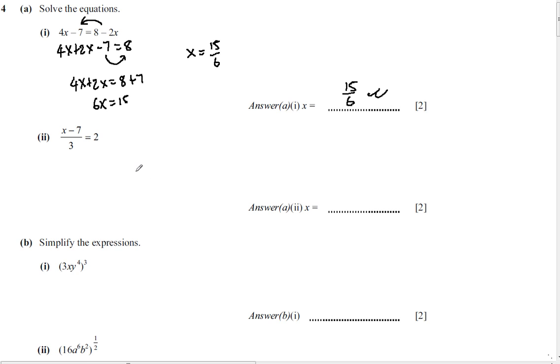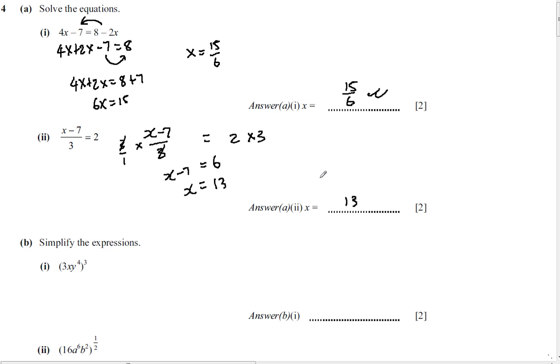Next one. x minus 7 over 3 is equal to 2. Since we don't want to work with anything in the denominator, we're going to take away this 3 by multiplying both sides by 3. If you multiply this side by 3, it's going to cancel with the 3 at the bottom, which will take it away, but what you do to one side, you do to the other. So x minus 7 is equal to 6, x is equal to 13.